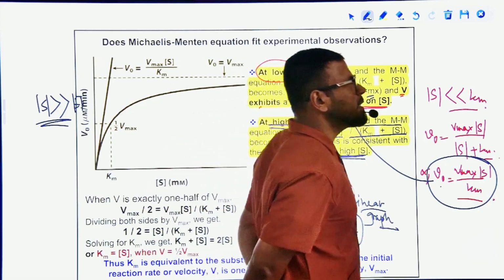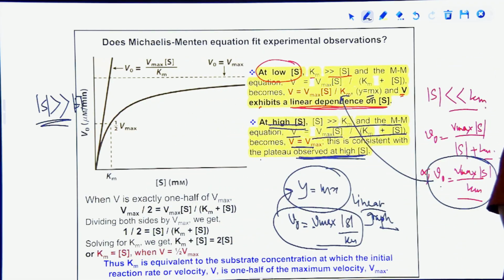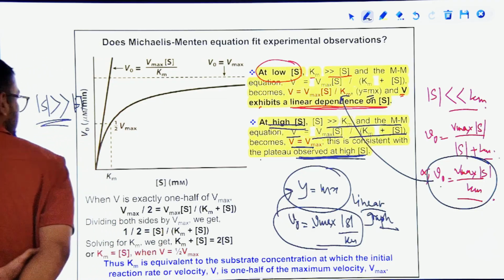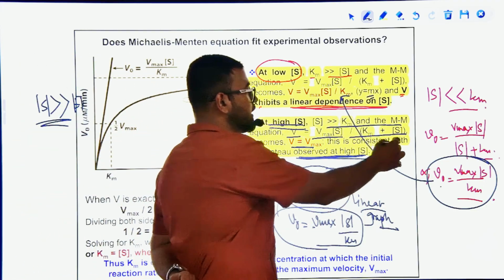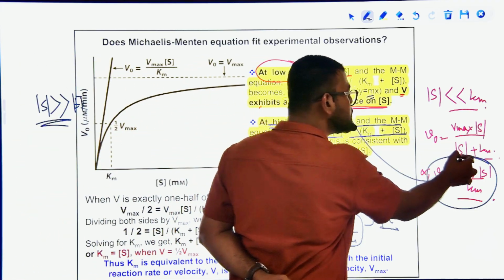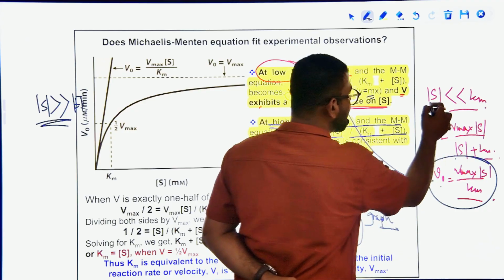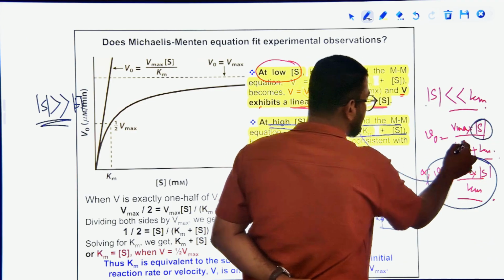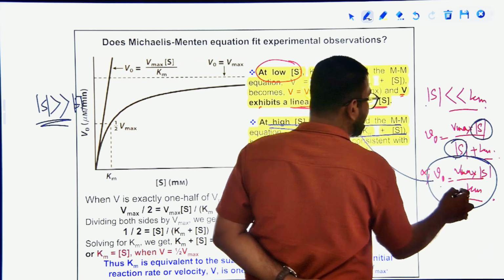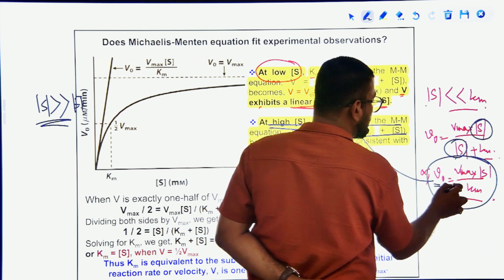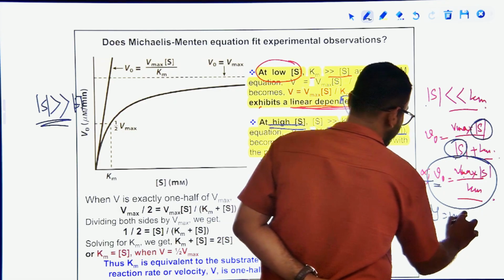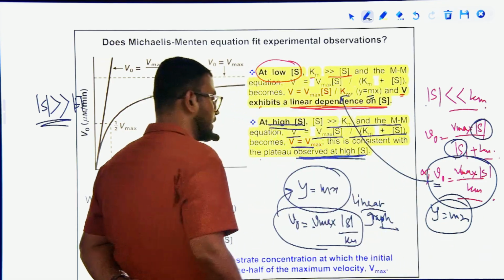Whenever substrate concentration is low, what are we getting? V naught equals Vmax into S by S plus Km. Now, as S is much less than Km, S should be negligible in the denominator. So we are considering V naught equals Vmax into S by Km, which is Y equals mx. Linear. So the graph should be linear.